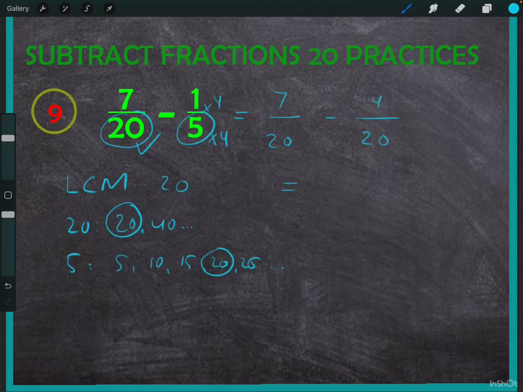Here we have two fractions with the same denominator. So when we subtract them, we just write the denominator again, and we subtract the first numerator from the second numerator. 7 subtract 4 is 3. So 3 over 20 is the answer.